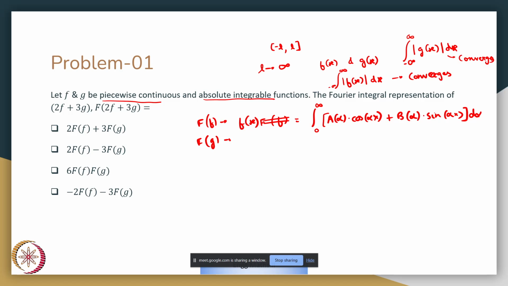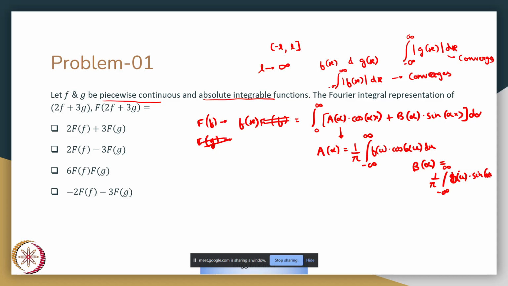And before I write that, I can write a of alpha and b of alpha, which are coefficients, given as 1 by pi integral from minus infinity to infinity f of u cos of alpha u du, and similarly b of alpha being 1 by pi integral over the entire real line f of u sine of alpha u du.